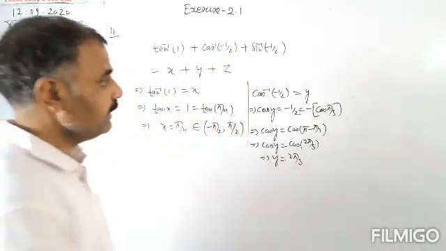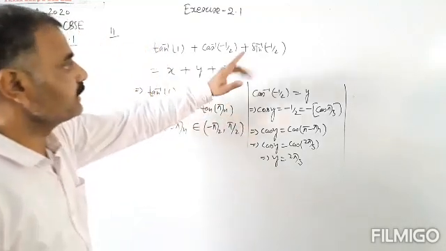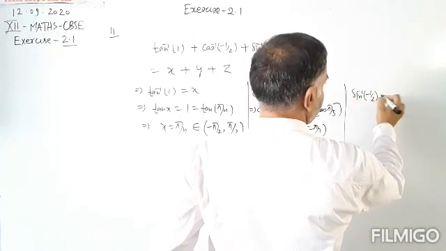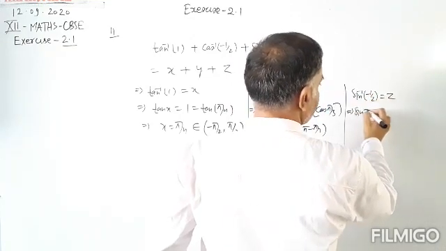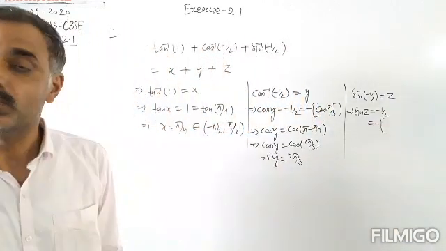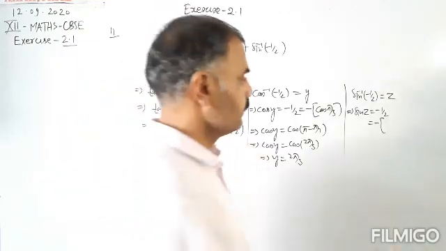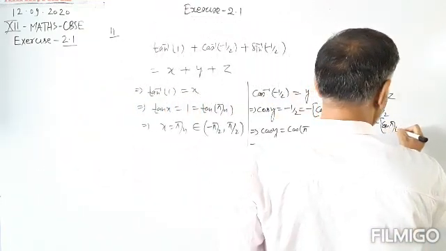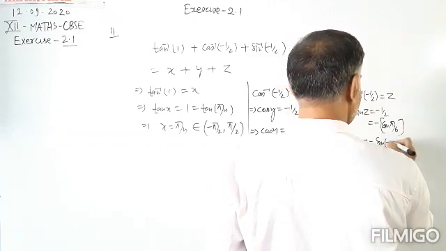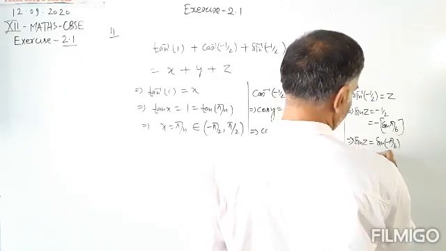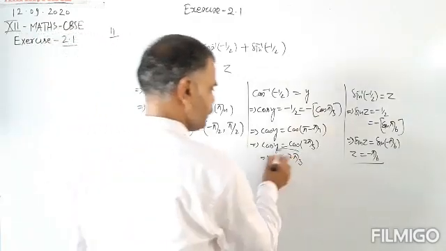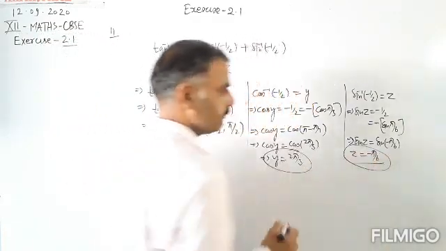Lastly, z equals sin inverse minus 1 by 2. This implies sin z equals minus 1 by 2. Again forgetting the negative sign, 1 by 2 is at 30 degrees, so sin pi by 6. This implies that sin z equals sin of minus pi by 6. So z equals minus pi by 6. So x is equal to pi by 4, y is equal to 2 pi by 3, and z is equal to minus pi by 6.